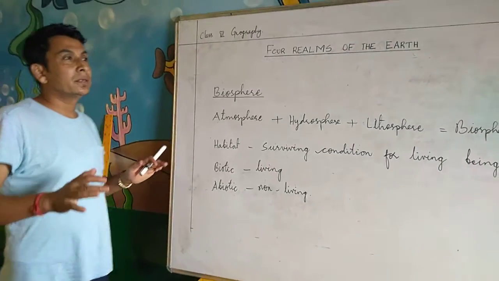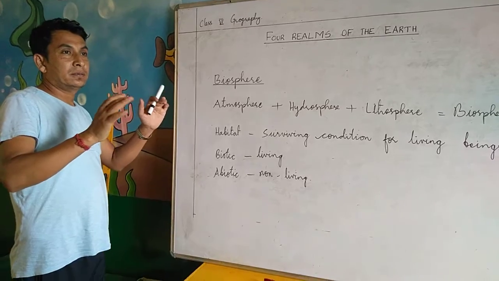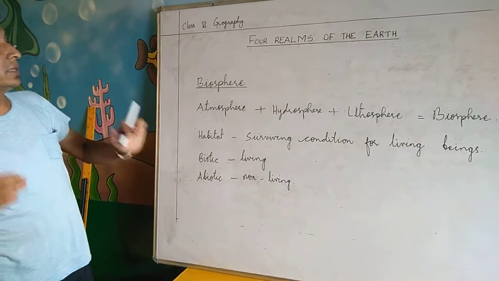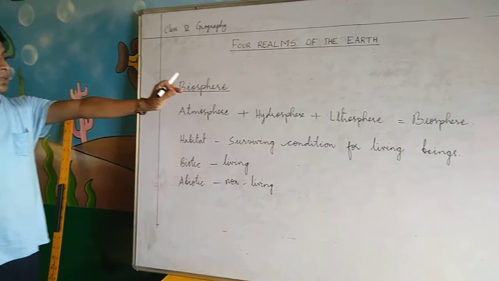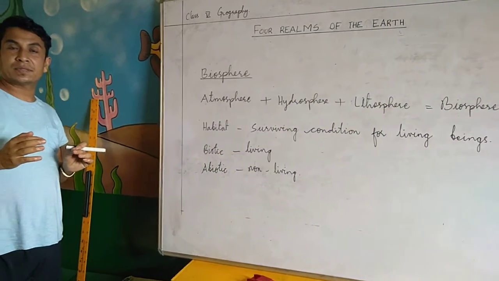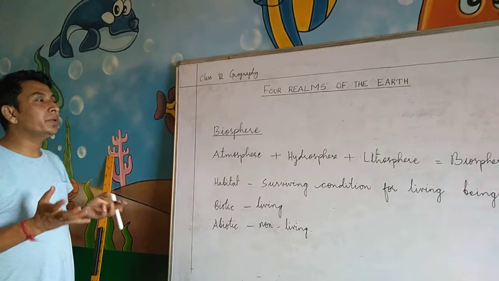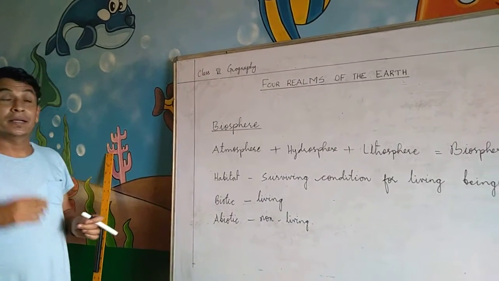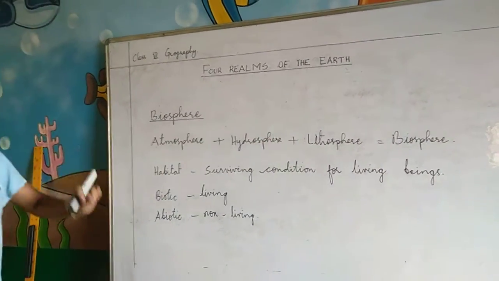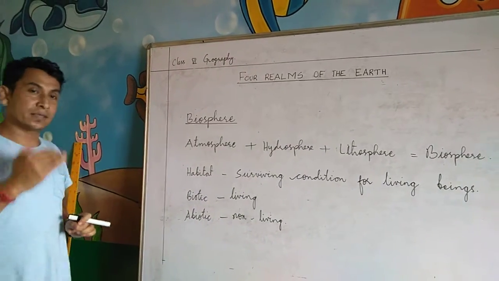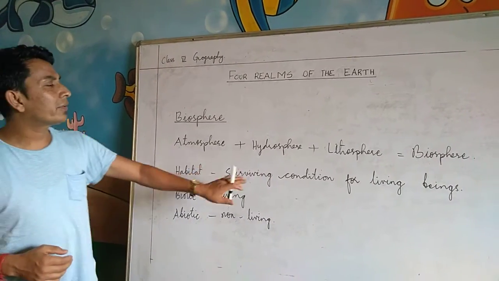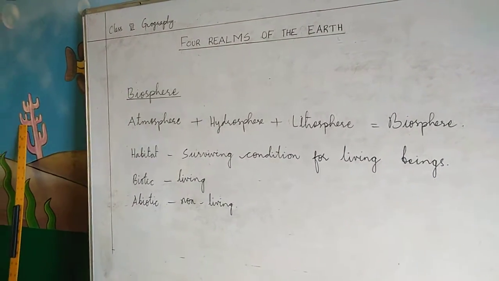Biosphere is actually not a particular layer which occupies a particular space. It is the sphere where living organisms survive. In fact, all the living organisms together are called biosphere. Atmosphere, hydrosphere and lithosphere together provide habitat, H-A-B-I-T-A-T, habitat. The term habitat means surviving condition for any living beings.